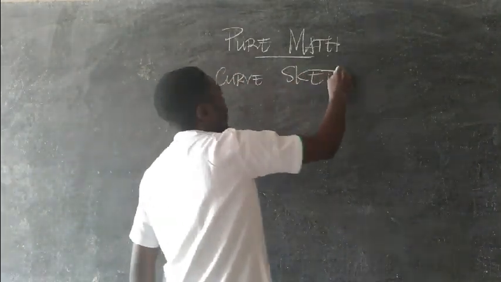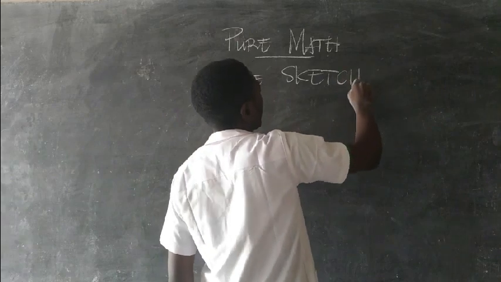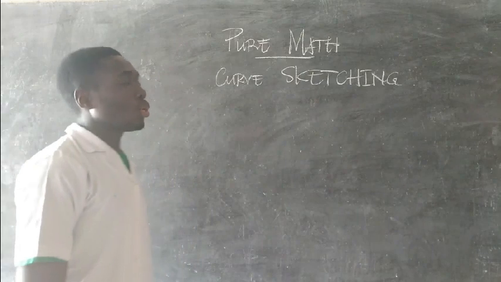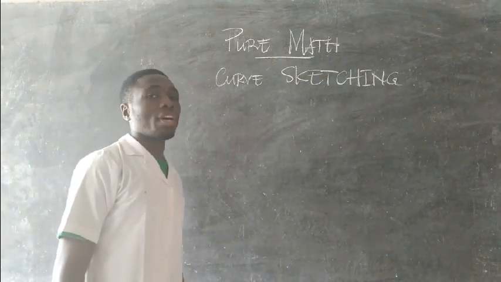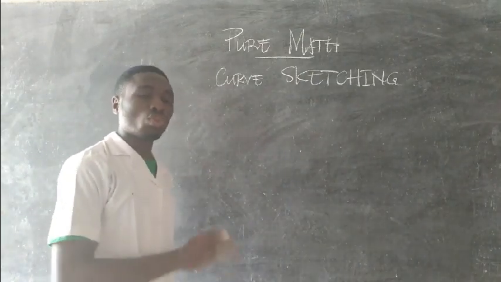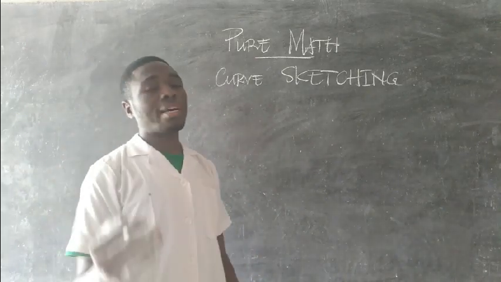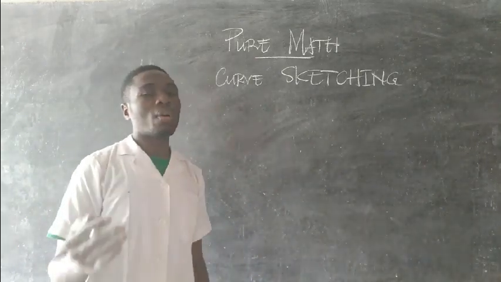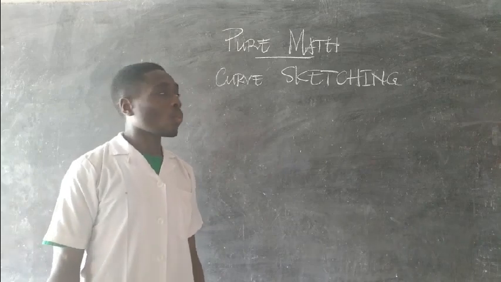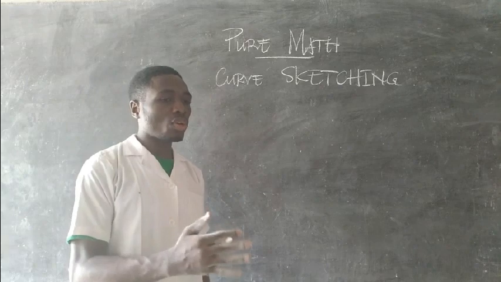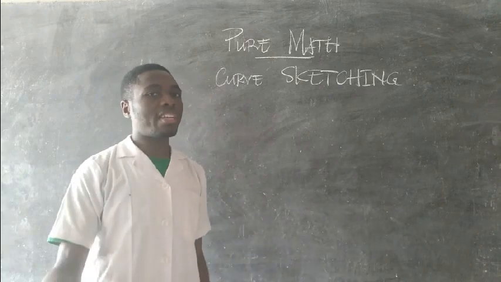Now, the very first point you are going to note under curve sketching is that you don't sketch a curve on a graph paper. If you sketch a curve on a graph paper, your graph is not going to be considered. It's going to be marked wrong. Why? Because it is sketching. You are not plotting. You are simply sketching. So you sketch on your answer sheet, not on the graph paper.